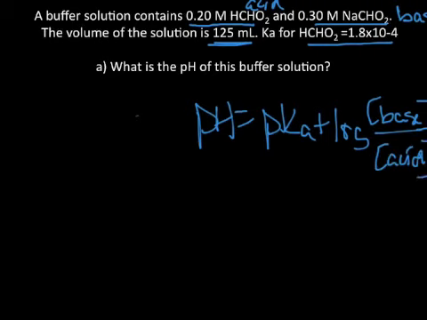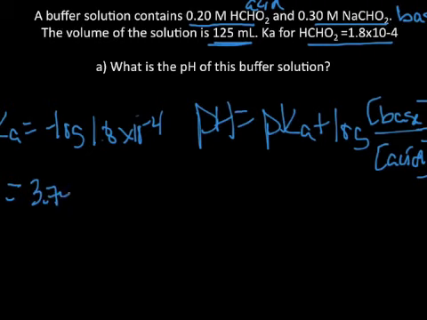Okay, so my pKa again is negative log of the Ka. So I don't have to add that extra step this time because it's already an acid. It already gives me the Ka. Ka is 1.8 times 10 to the negative 4th. So my pKa in this situation is 3.74. So I can go back over to my problem here.